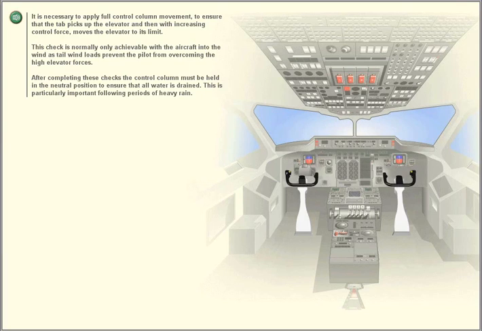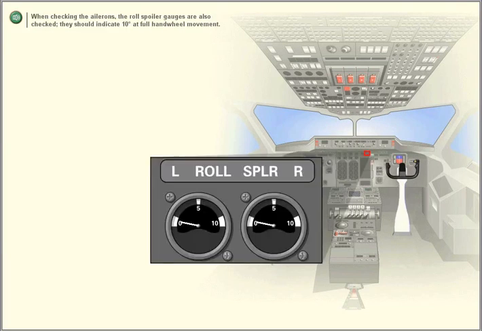After completing these checks, the control column must be held in the neutral position to ensure that all water is drained. This is particularly important following periods of heavy rain. When checking the ailerons, the roll spoiler gauges are also checked. They should indicate 10 degrees at full handwheel movement.